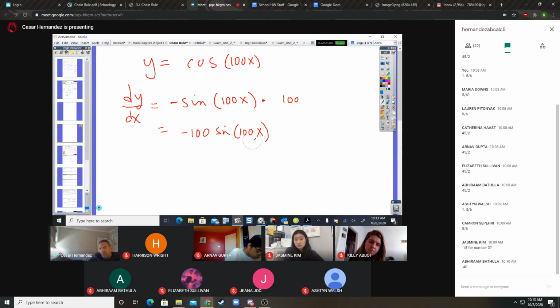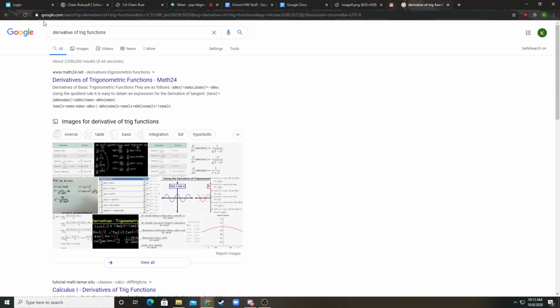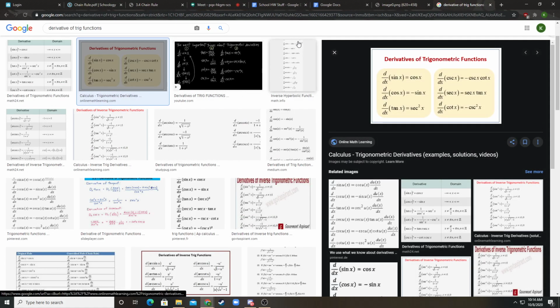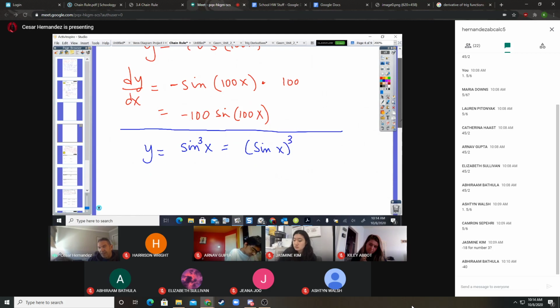So the trig ones sometimes can be a little bit trickier because of the way things are written. So let's do a different one. Let's go y is equal to sine cubed of x. Okay, just like some of the other questions, I'm going to rewrite this to help you. So see how you get the sine of x, the quantity, is cubed. That's how you rewrite this. And then you can see what's outside and what's inside.